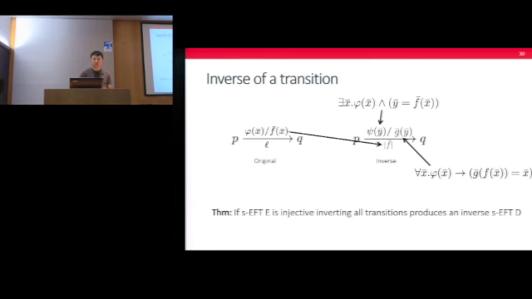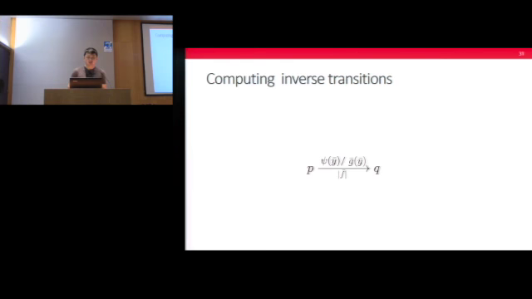Our main theorem shows that if we can invert all transitions in the symbolic transducers, we will produce the inverse of the transducers. And the inverse is also a transducer. Now, let's try to compute the inverse of the transition.